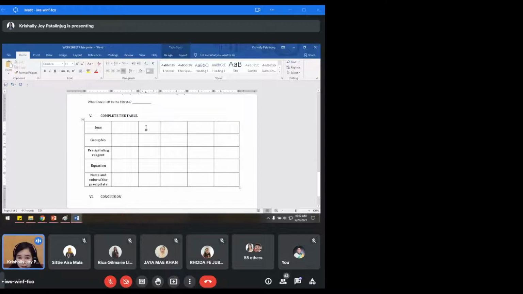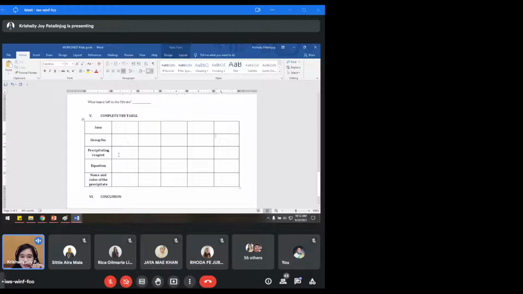Then cupric, Cu2+, Zn2+, ano pa yung ion? The barium, 2+, and last, sodium. Yun yung i-identify. Group number, ano yung group number nila? Ito yung 5 groupings nila, Group 1, 2, 3, 4, 5. Si silver, anong group siya? 1. Si sodium, anong group siya? 5.